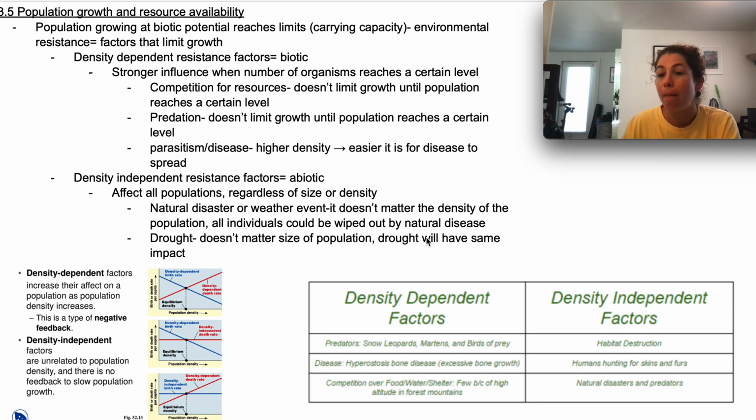So a storm might kill a greater number of individuals if there are more individuals, but it's going to have an impact regardless of the size or density. So generally, natural disasters or weather events are impactful regardless of the density of the population. It doesn't matter the size of the population, it's going to have that same impact.